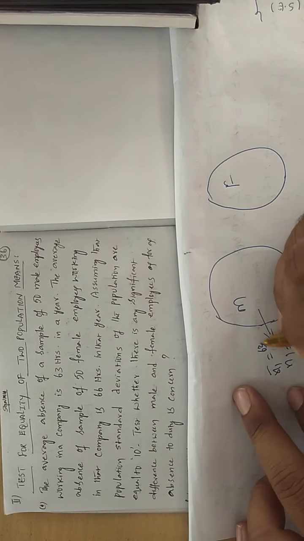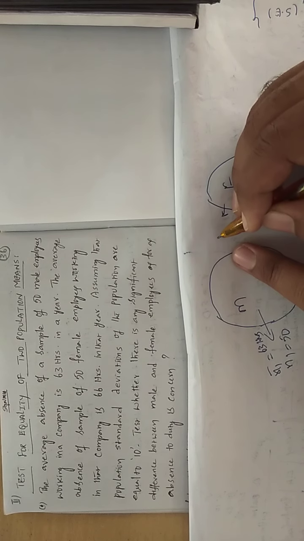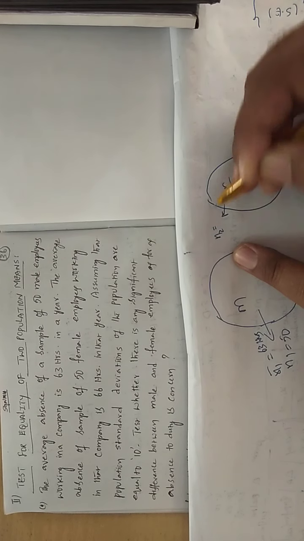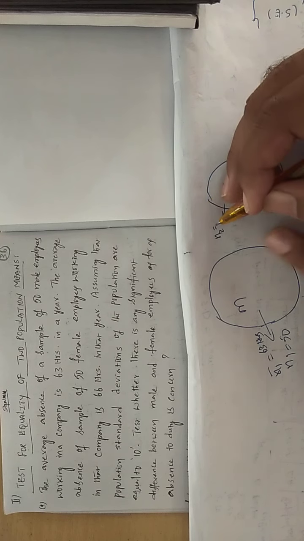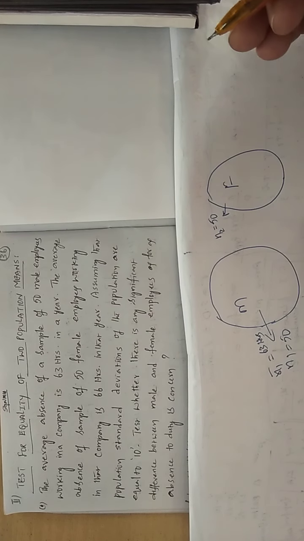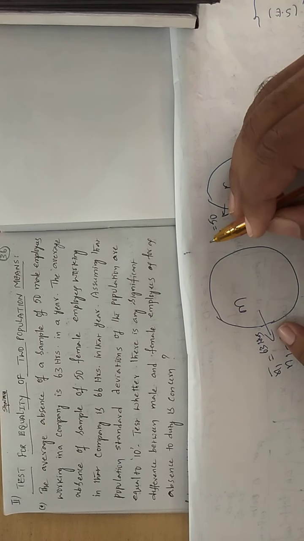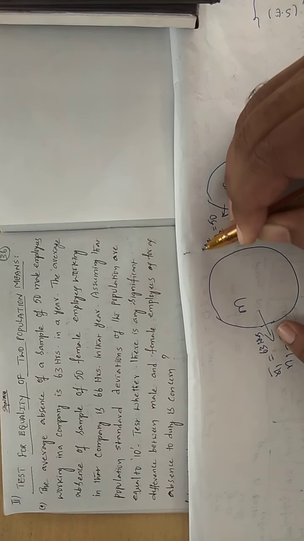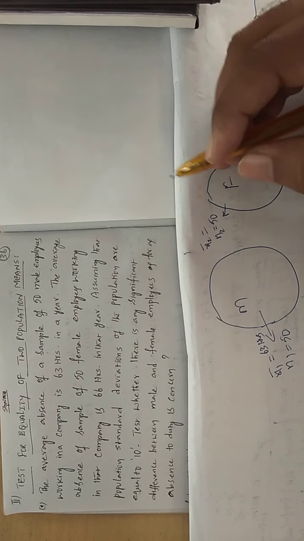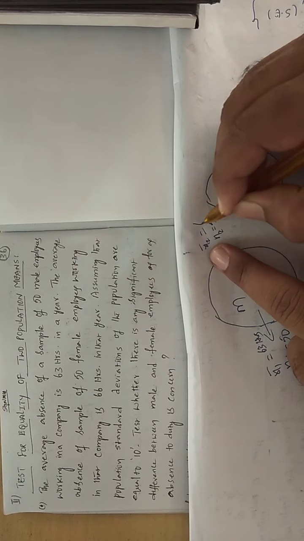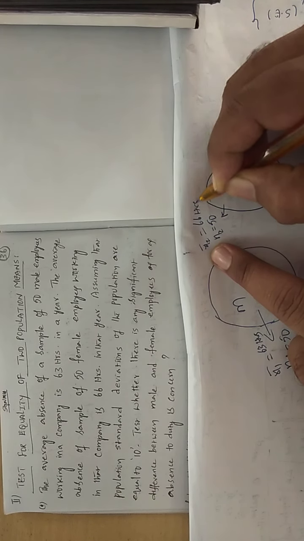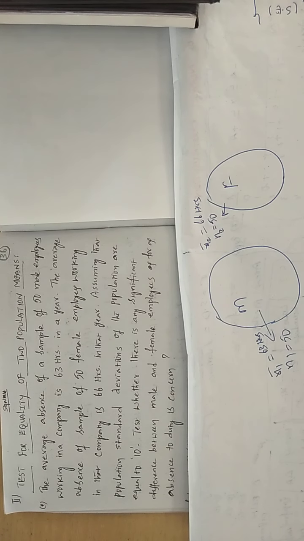Now let us come to the female. What is the sample size of female employees? That is n2, the second sample. So what is that? 50. Now what is the mean absence? That becomes x2 bar. So how much is that? 66 hours. See, I am providing all the information now.